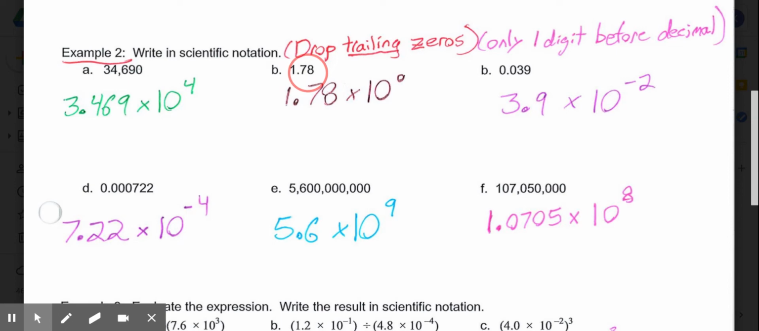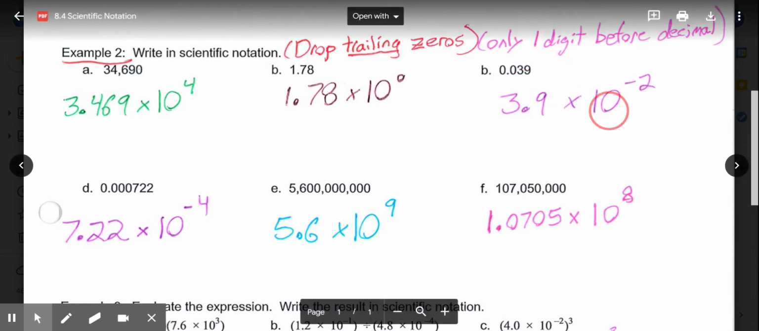If we have 1.78, we don't need to move the decimal at all. We don't have any zeros to drop. So if it's not going to move, it would be 1.78 times 10 to the 0 power. In B, we have 0.039. So to put this into scientific notation, I'd have to write this as 3.9, only one number in front of the decimal. And to move it back to where it was originally, the decimal point would go 2 spots left. So this would be 3.9 times 10 to the negative second.